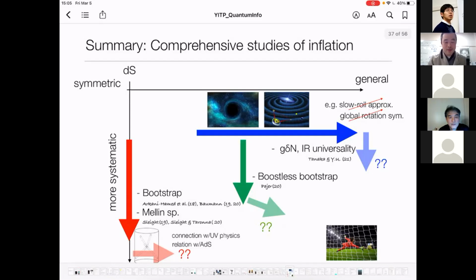So in this zeta case, the good thing is we can borrow the knowledge of AdS or QFT in flat space, and through the bootstrap program initiated by Arkani-Hamed, Baumann et al., we can connect the inflationary correlators with UV physics. Also, through the many-space approach developed by Sleight and Taronna, the relation between Euclidean AdS and dS has become quite clear. I leave this here. Thank you.